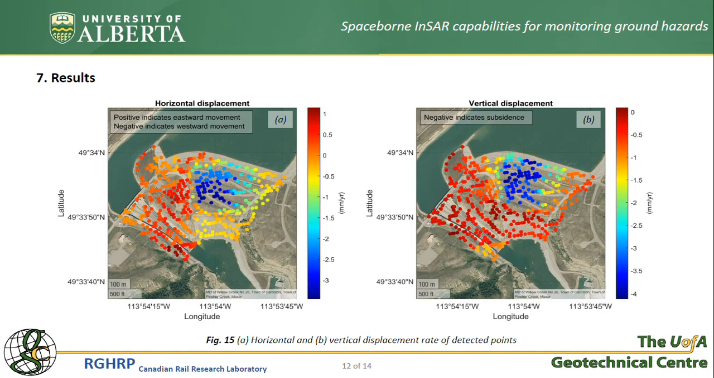Figure 15b also shows the vertical component, and it indicates that almost the entire area is moving downward at a very negligible rate, but it shows the embankment is subsiding at a rate of 3 to 4 mm per year, almost at the same hotspot location of horizontal movements.